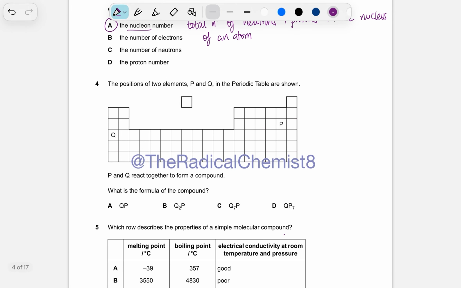Question 4, it says the positions of two elements P and Q in the periodic table are shown. P and Q react together to form a compound. First of all, Q is in group 1, so it forms a +1 ion, and P is in group 7, so it will form a -1 ion. They've told you you're going to form a compound of Q and P. Remember, this is a metal and a non-metal, so this is going to be an ionic compound, so your charges must add up to 0. So in this case, the formula is just QP.